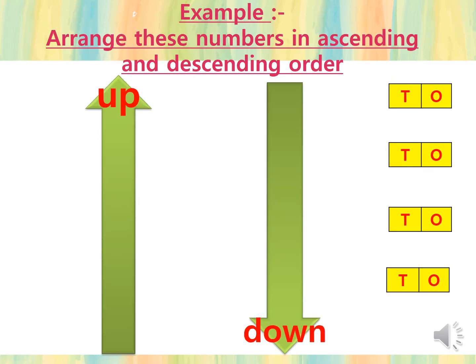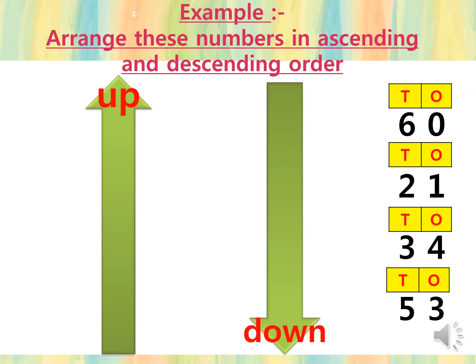We have here an example. Arrange these numbers in ascending and descending order. Let's remember, ascending means up, descending means down. We have here these numbers: 60, 21, 34, 53. First thing I do, I put the places first. Ones, tens, ones, tens, as we did before. Let's start to arrange in ascending order first.